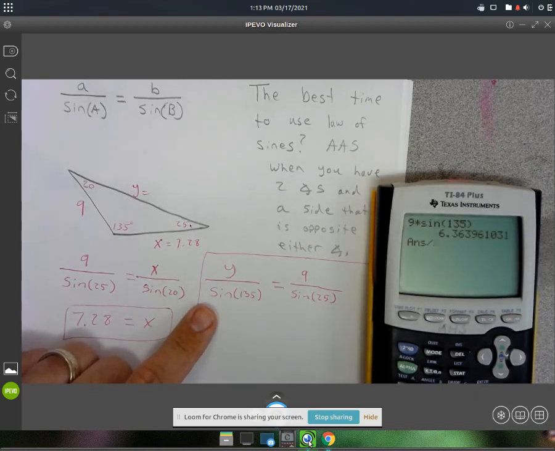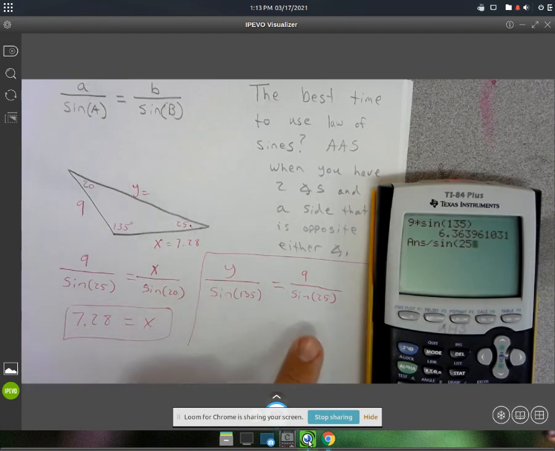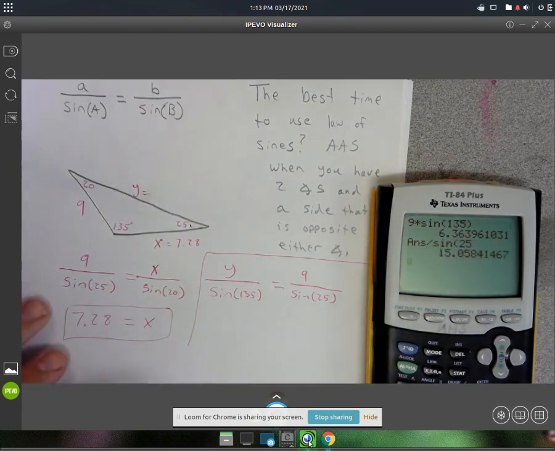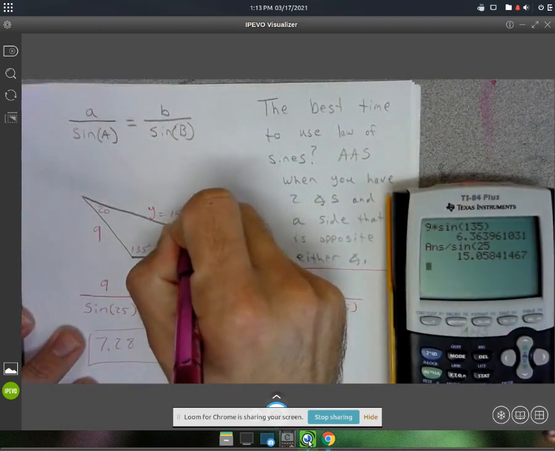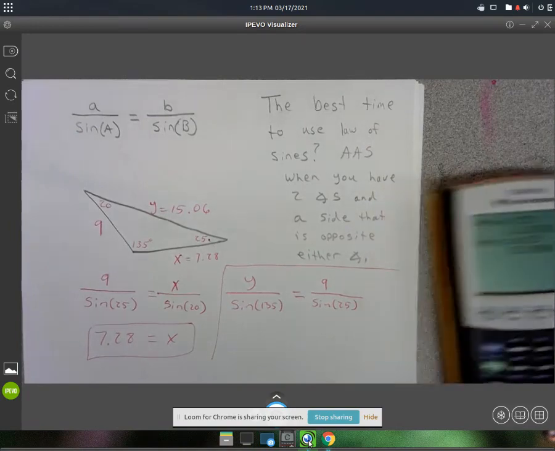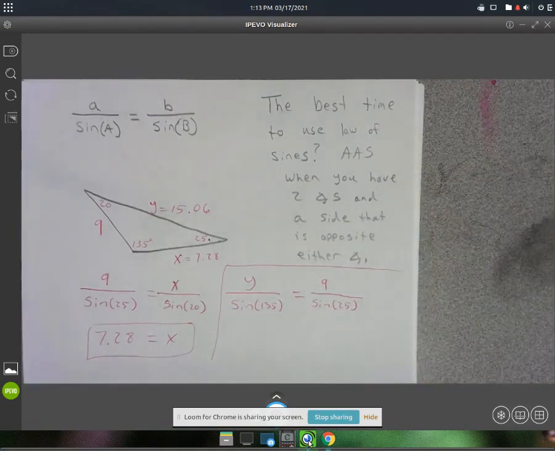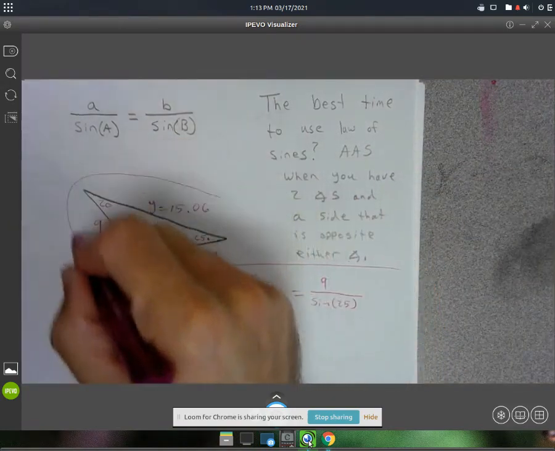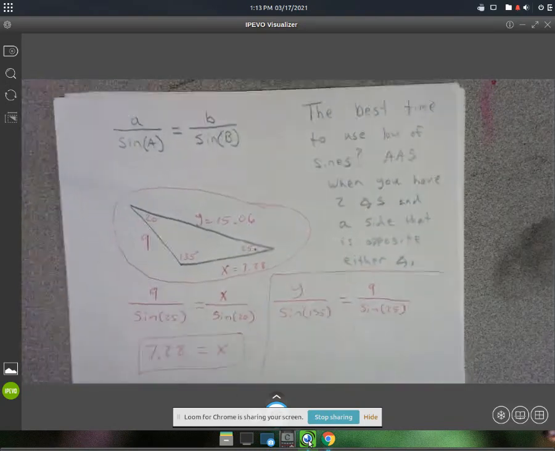All right, divided by the sine of 25. And this should be a pretty big answer. All right, 15.056, I guess, if I'm rounding there. And that's it. We solved for every piece of information about this triangle there.